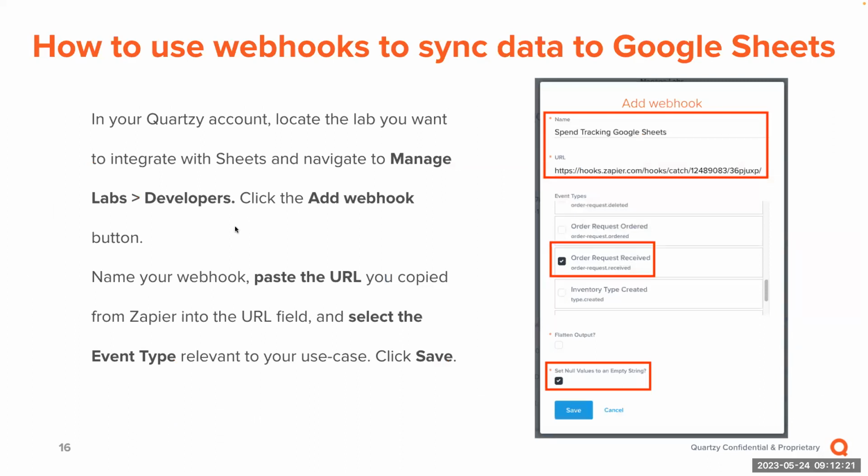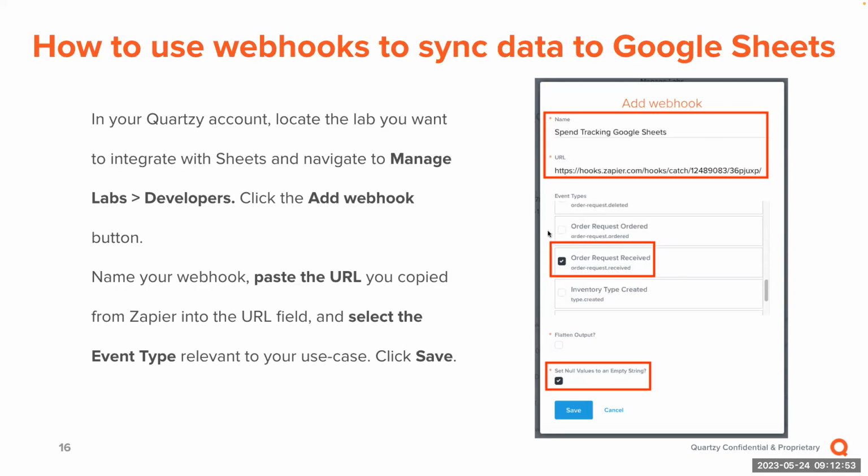And so here's what we'll be using that URL. You'd want to sign back into your Quartzy account and locate the lab that you want to integrate with Sheets. You'll navigate to the Developers tab of the lab management sections, and then click the Add Webhook button. So this modal pops up where you'll then be able to name your webhook. This is where you're going to be pasting that URL from Zapier, and then you'll be selecting your event type. So in this case, we only want to select one event type.